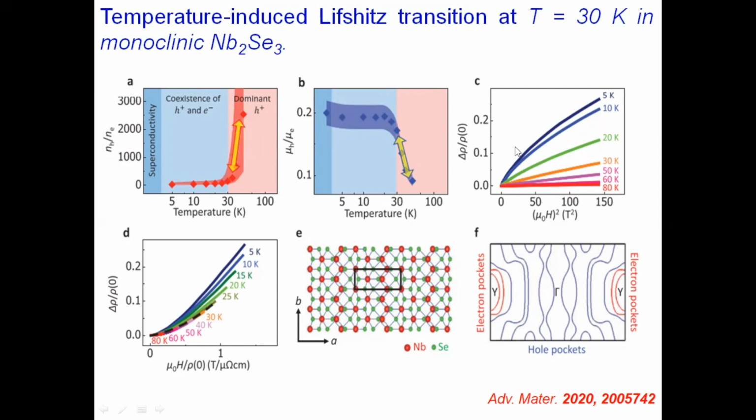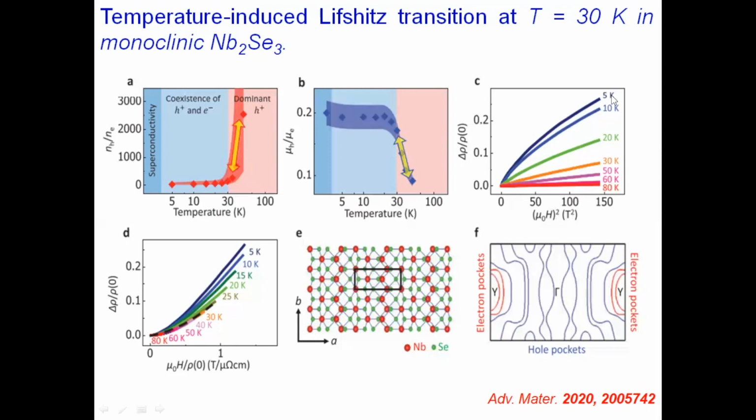Now coming to figure C, mind it, this is the temperature at which the Lifshitz transition occurs, or the topology of the Fermi surface changes. And coming back to this magnetoresistance, you know, it is the change in resistivity as a function of magnetic field divided by the zero-field resistivity, as a function of the quadratic dependence of the magnetic field. Okay, this T is not temperature, so please do not get confused. This is, I think, Tesla square. Yes, Tesla square, not temperature.